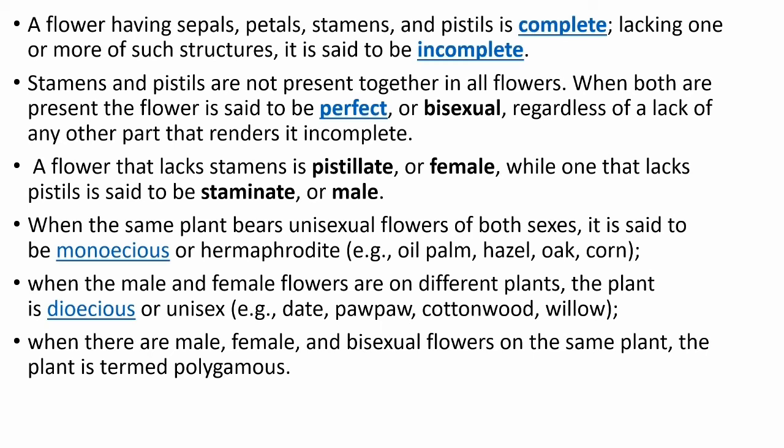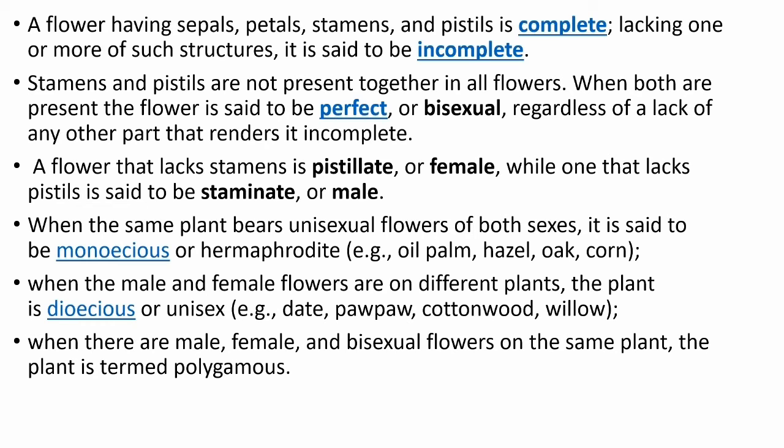So a flower having petals, sepals, stamens, and pistil, when it has all these four structures, we refer to it as a complete flower. So a complete flower is defined as a flower which possesses the sepal, the petal, the stamen, and the pistil. When a flower lacks one or more of these structures, it is called an incomplete flower.